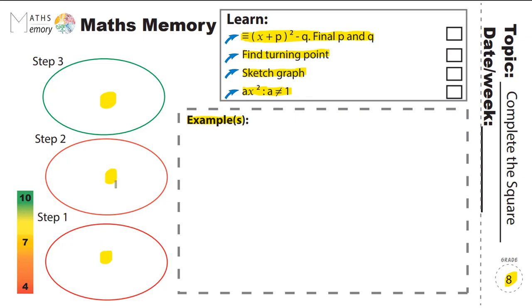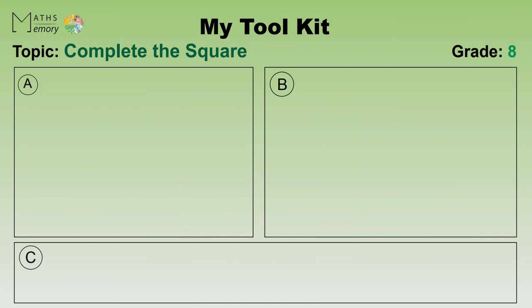Let's turn over for the toolkit. Let's get a revision card and call it toolkit. Let's make 3 clear sections A, B, and C on this video. We're going to show you the top tricks on complete the square. So press pause on this card.